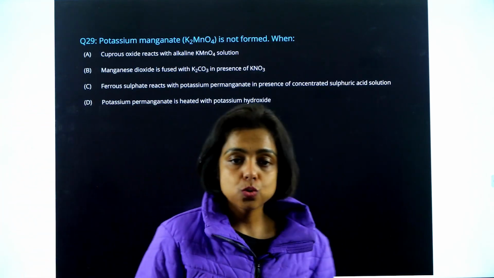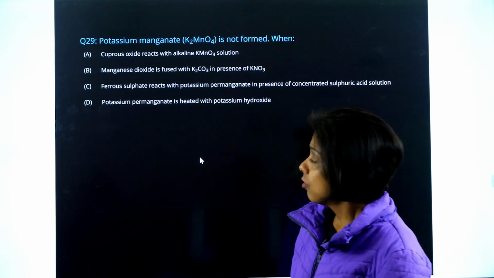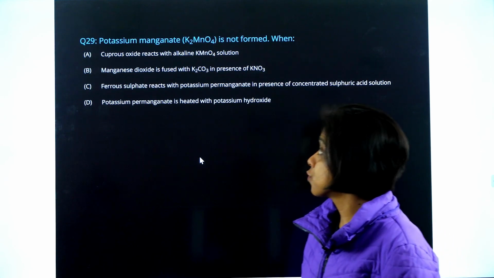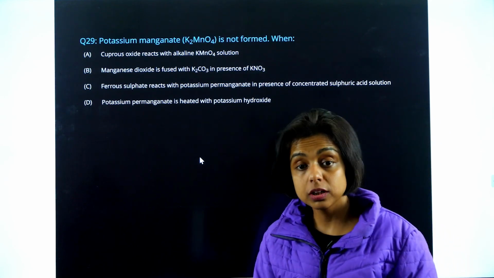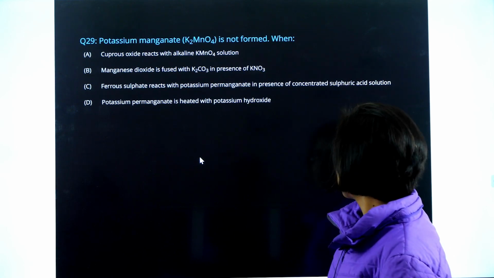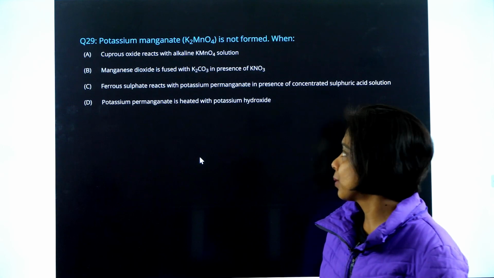Potassium manganate, K2MnO4, will not be formed in which case? First option, cuprous oxide reacts with alkaline KMnO4 solution. Manganese dioxide is fused with K2CO3 in the presence of KNO3. Third option, ferrous sulfate reacts with potassium permanganate in the presence of concentrated sulfuric acid solution. Potassium permanganate is heated with potassium hydroxide.